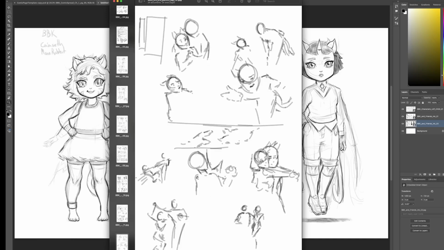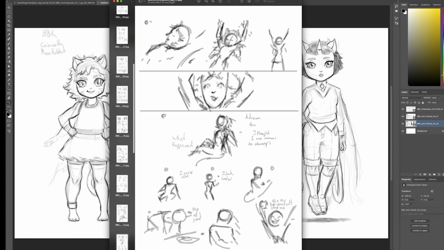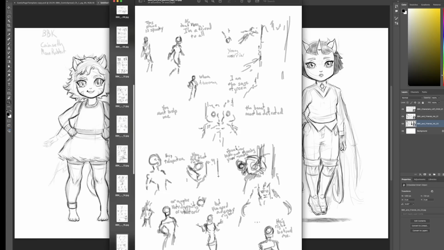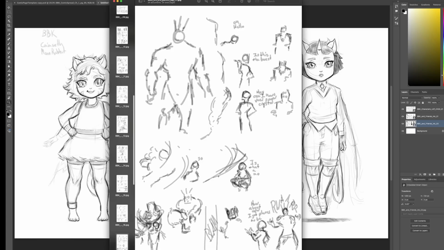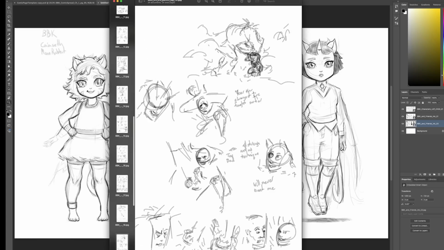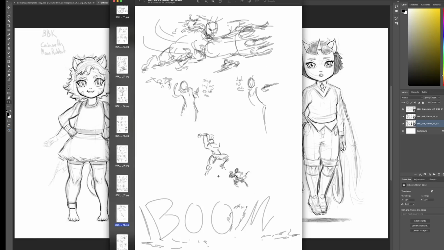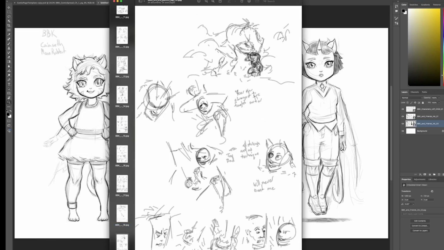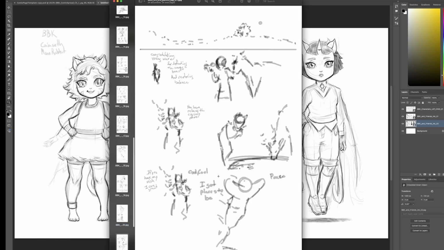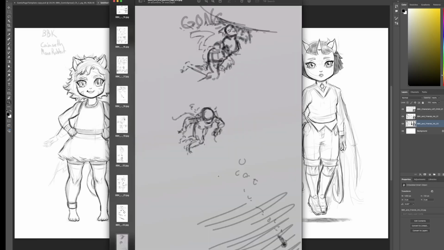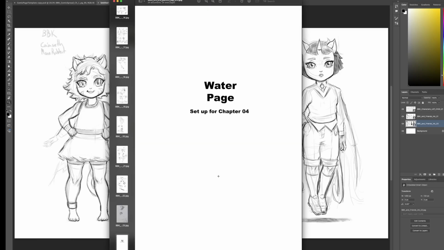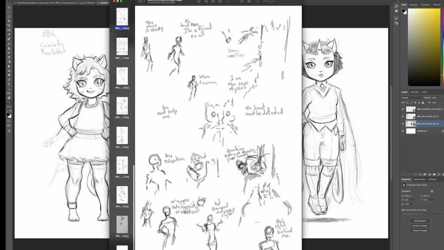And I have an idea of the page panels and all of that, but I don't need that at this point. I'm just trying to get my ideas out. And then the second half is more battle oriented. And so I have ideas for that, and then transitioning into what would be the next chapter. And that is how I usually do the comics.